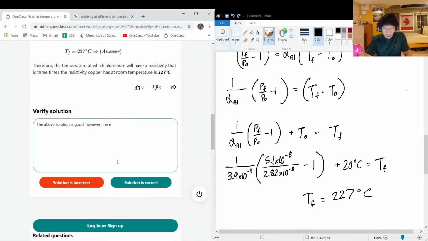However, the equation is missing the minus between the TF and T naught, and resistivity should be ohms per unit distance instead of just ohms. Okay, cool.